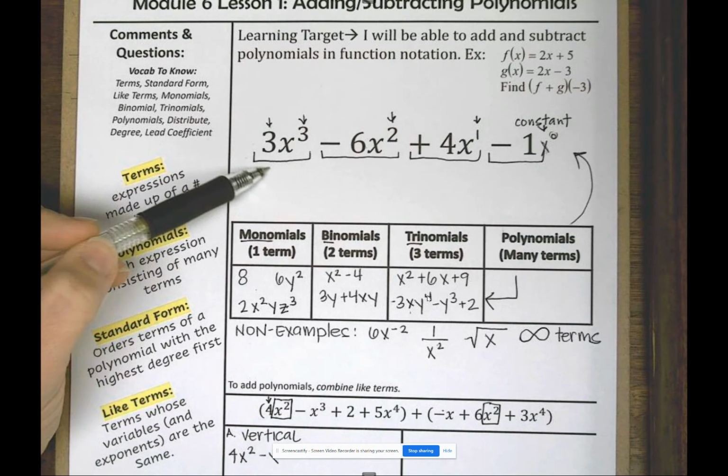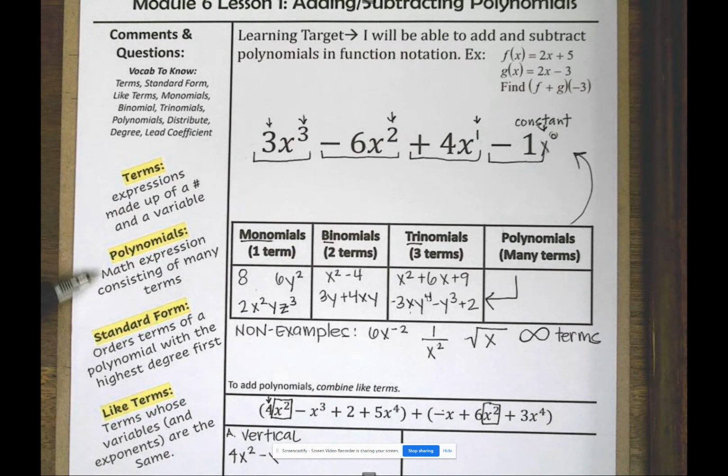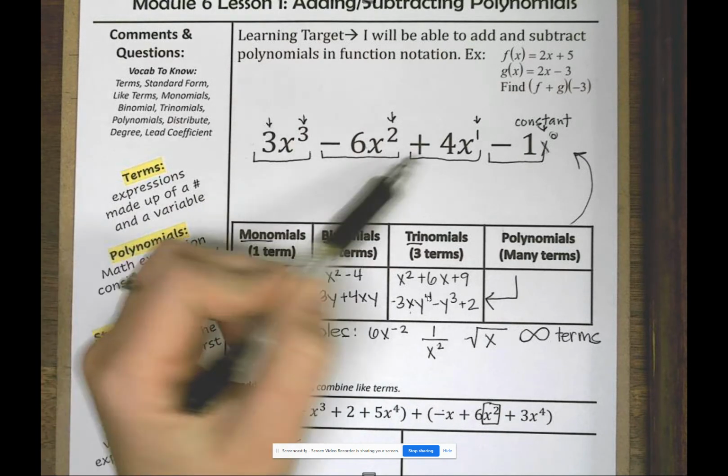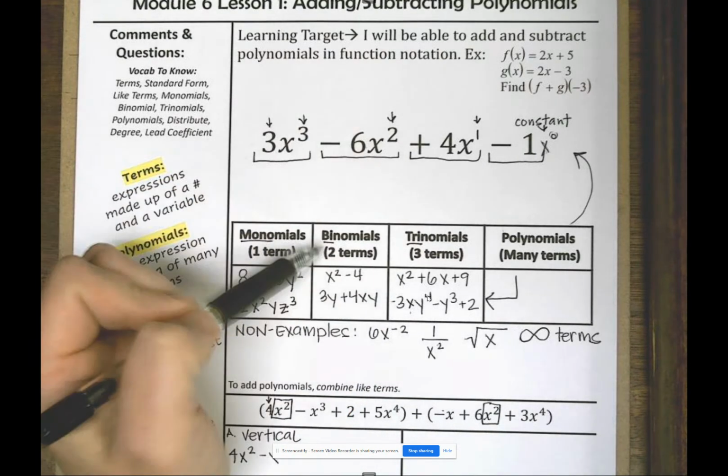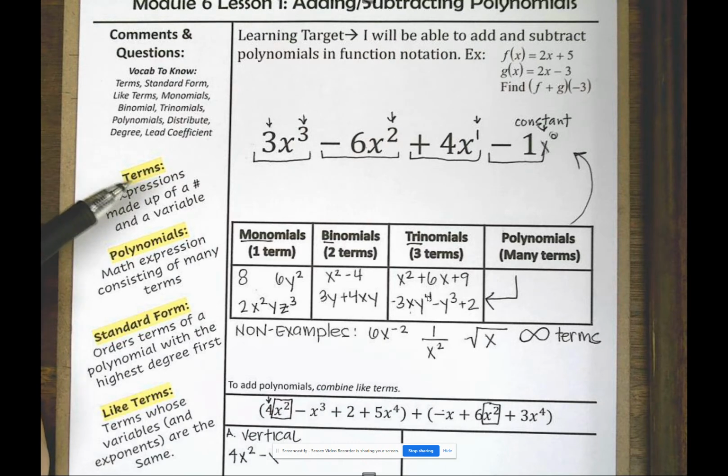Looking at polynomials, by definition, they are math expressions consisting of many terms. In order to know what that means, you have to understand what a term is. A term is simply an expression that is made up of a number and a variable.